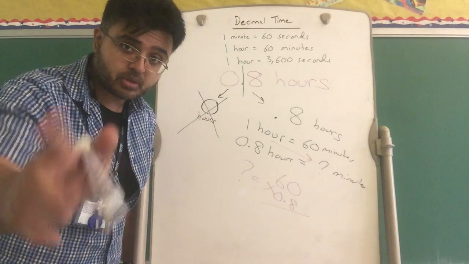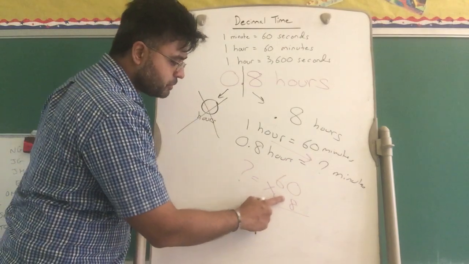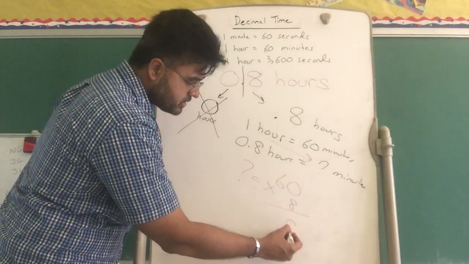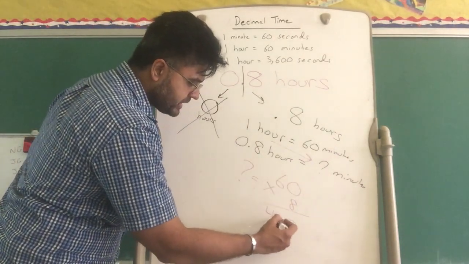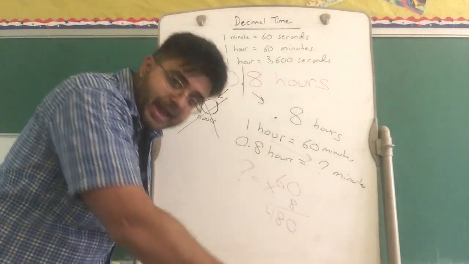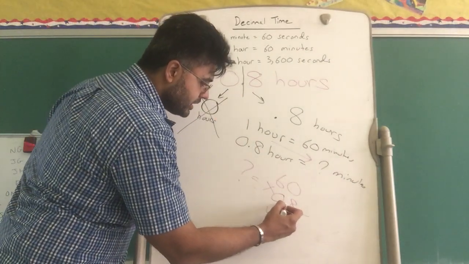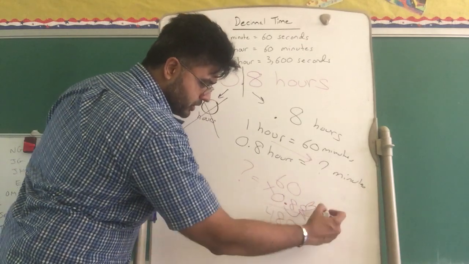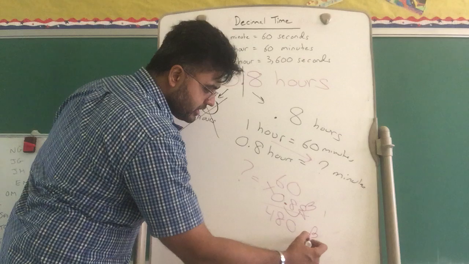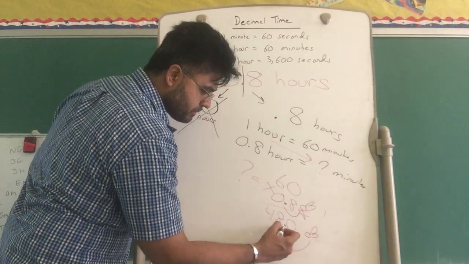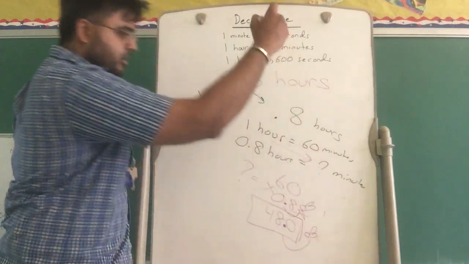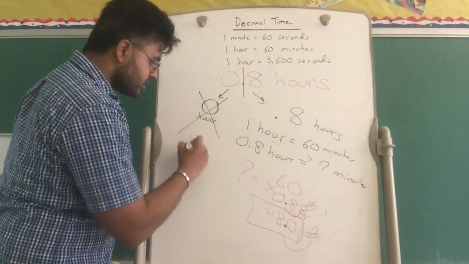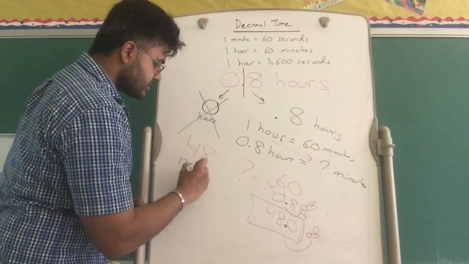How do we multiply decimals? Step number 1, get rid of the decimal point. Step number 2, multiply. 0 times 8, 0. 8 times 6, 48. Step number 3, bring back the decimal point. And let's get Mrs. Bunny here to help us out. Mrs. Bunny's going to jump to the decimal point, 1 jump. Answer: how many minutes in 0.8 hours? The answer is 48 minutes.